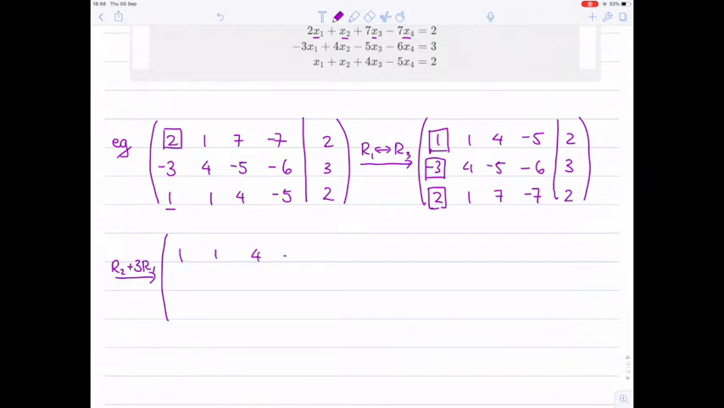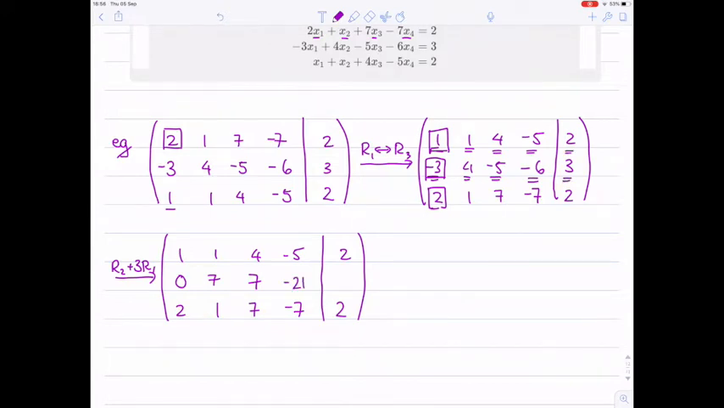Okay, so not changing my top row, not changing my bottom row, and now I've got minus 3 plus 3, which is 0, 4 plus 3, which is 7, minus 5 plus 12, which is 7, minus 6 minus 15, which is minus 21, and 3 plus 6, which is 9.